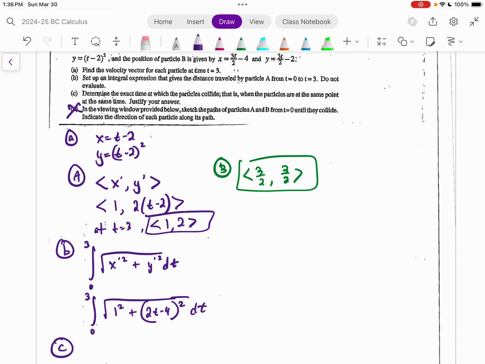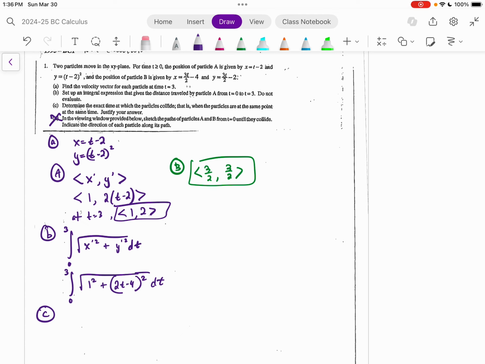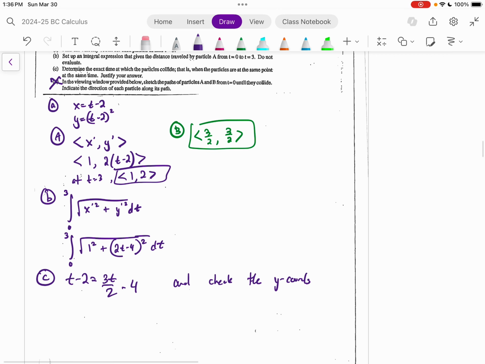Okay. Determine the exact time at which the particles collide, when the particles are at the same point at the same time. Justify your answer. Okay, so all we want to do then is just set these two guys to be equal. This t minus 2 has to be equal to 3t over 2 minus 4, and we have to check the y coordinates. Check the y coordinates. This is not really calculus at all. So we'd solve this.